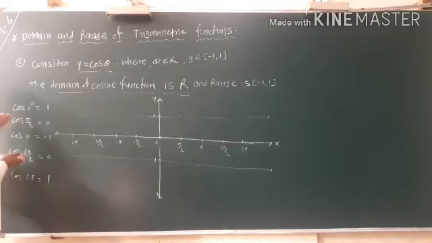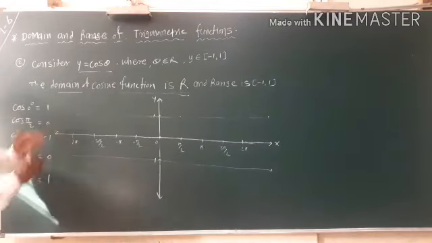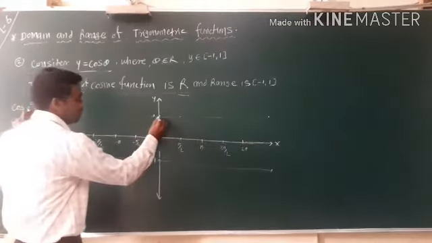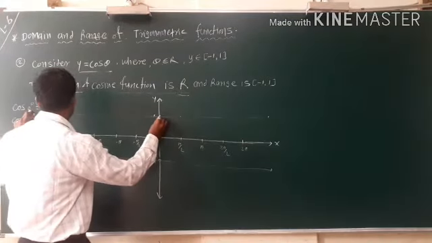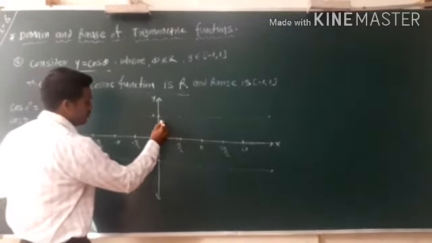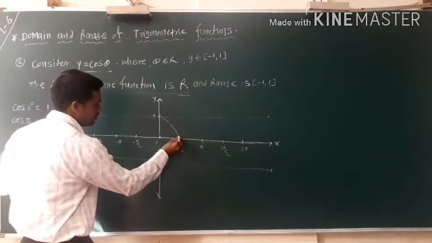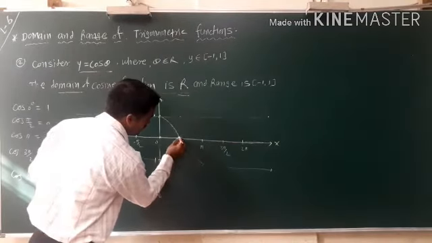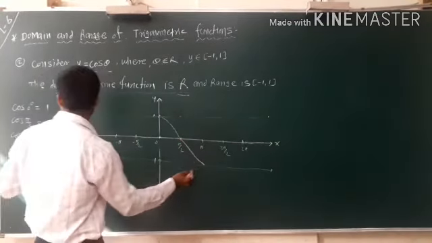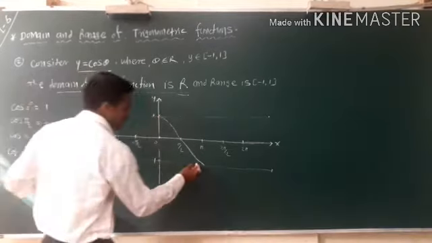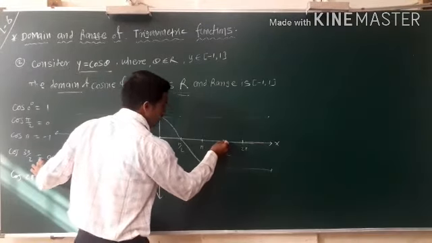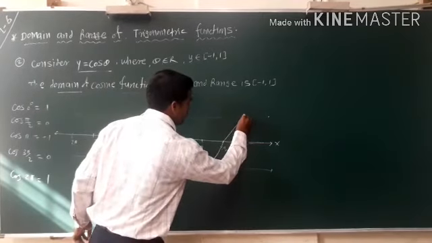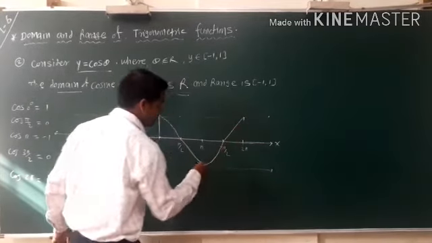Okay, so these are all the values, draw this diagram. Cos 0 degrees equals 1, so the point is here. Cos pi by 2 is 0, curve this way, cos pi equals -1. Cos 3 pi by 2 is again 0, and cos 2 pi equals 1. Okay, so this is the graph.